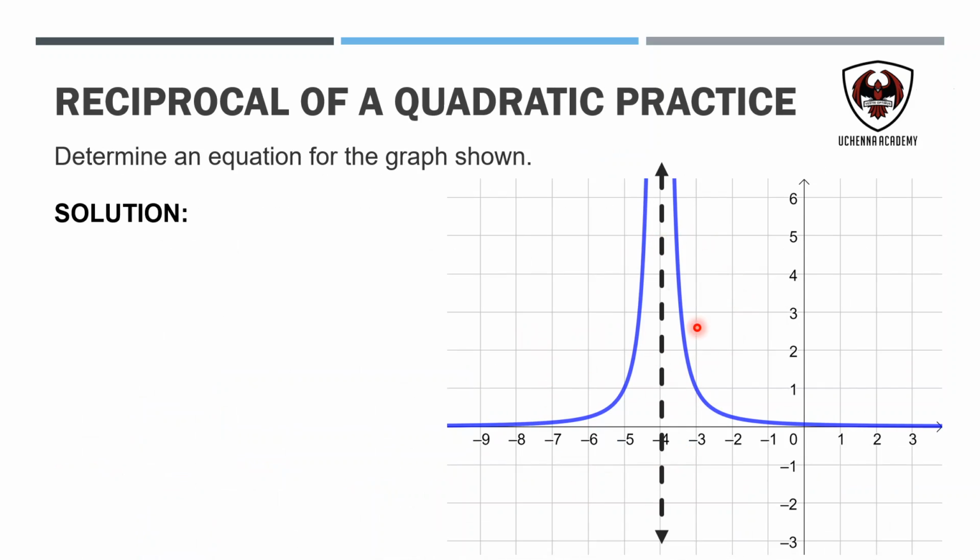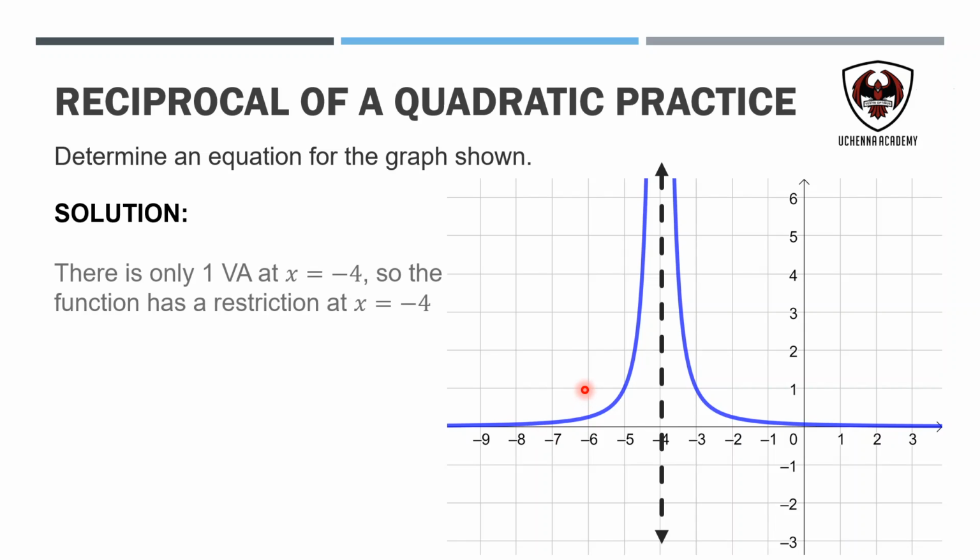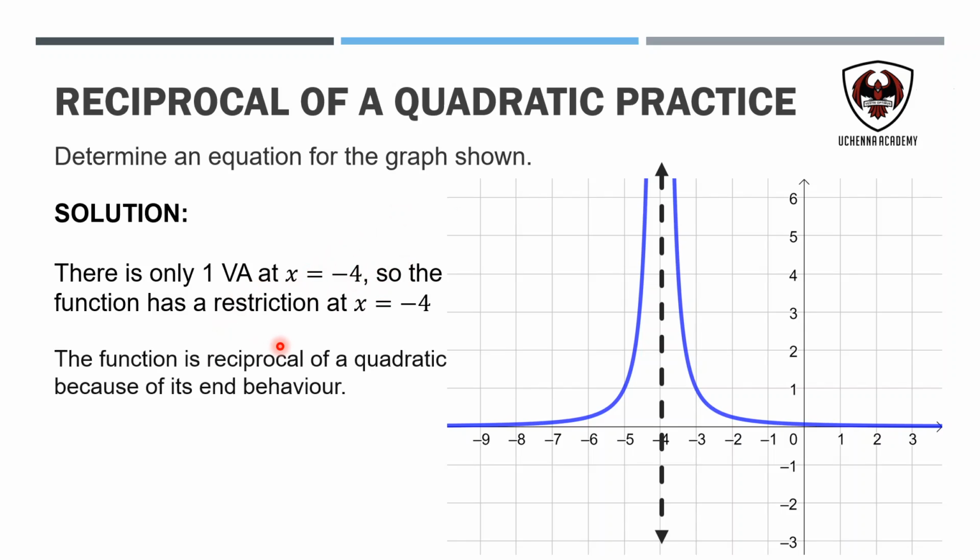So here's an example. We can determine the equation of the graph shown. We can tell that there's only 1 vertical asymptote at x is equal to -4. So we know that the function has a restriction there. The function is a reciprocal of a quadratic because of its end behavior. You notice that both ends are on the same side of the graph. There's line symmetry, just like a quadratic.